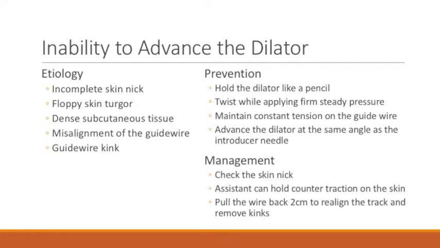If you're really having trouble pushing that dilator in, just take a pause for a second, double check your skin nick. You can ask an assistant to hold some counter traction on the skin to prevent that sliding. And if you've been pushing and pushing the dilator for a couple minutes and you're having trouble, be sure to pause and pull back on the wire 2 to 3 centimeters. That may remove a kink or bend that you've created after struggling with the dilator.